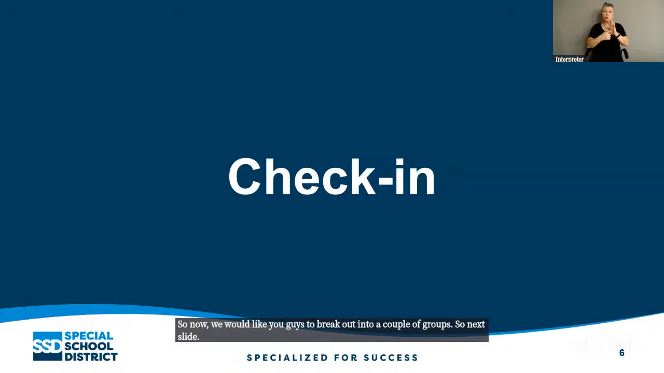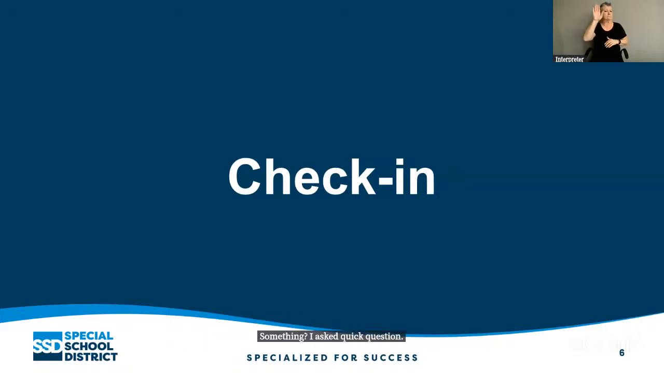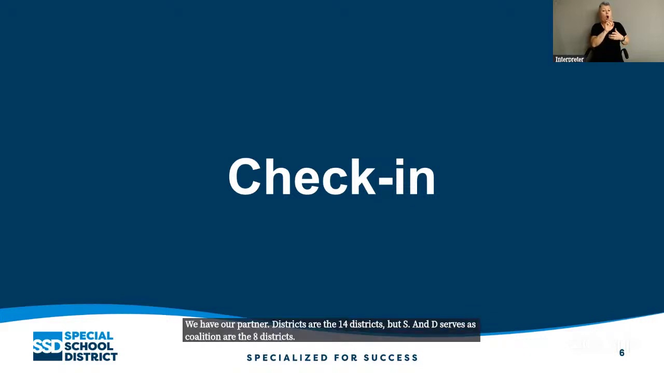Can I ask a quick question? Can you give me a concept of numbers? Yes, sure. Numbers of students, we'll get to that. Okay, thank you. Clarifying question. We have our partner districts, which are the 14 districts that SSD serves, and coalition are the 8 districts that SSD does not serve for early childhood.